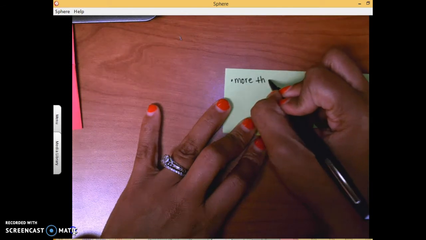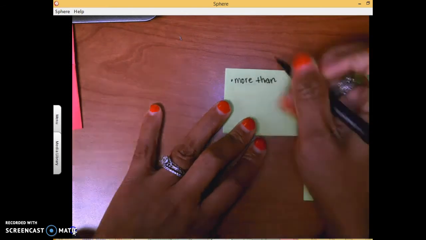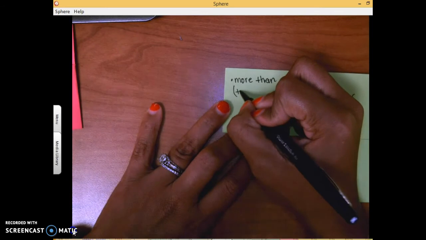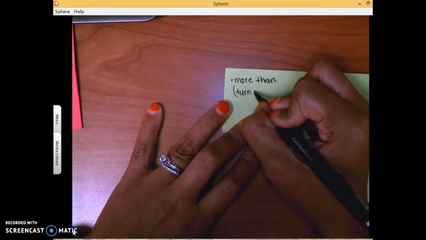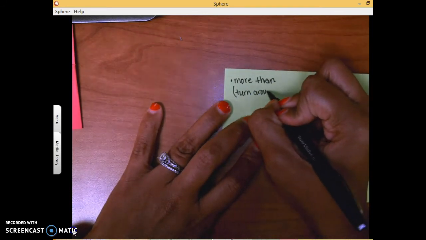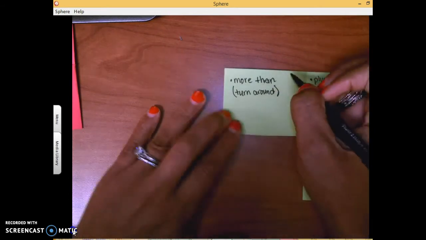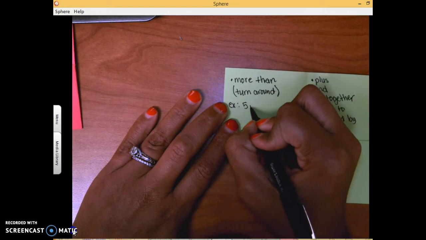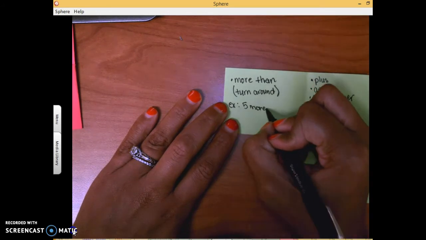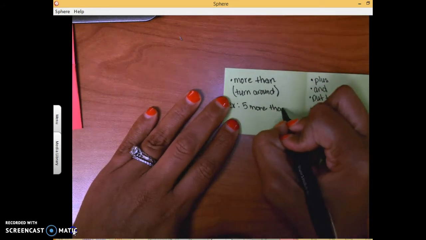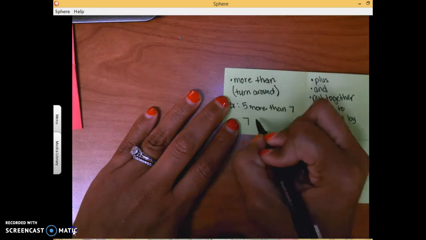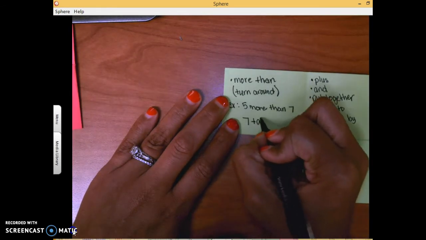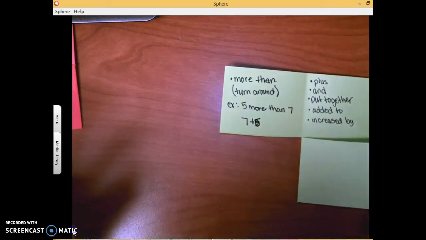More than is one of those words we refer to as turnaround words. Okay, the reason why we refer to it as a turnaround is because it turns the numbers around. So for example, if I say 5 more than 7, my 7 comes first, and then I would add 5. Okay, so that would be a turnaround word.